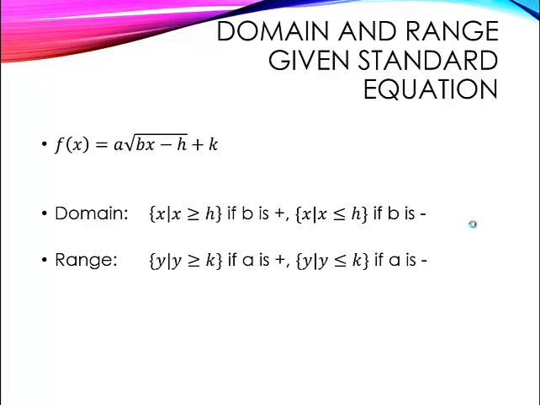The domain and range, given our standard equation, is just going to be x such that x is greater than or equal to h if b is positive, and if b is negative, it's going to be x such that x is less than or equal to h. Your range will be y such that y is greater than or equal to k if a is positive, and if a is negative, y such that y is less than or equal to k.